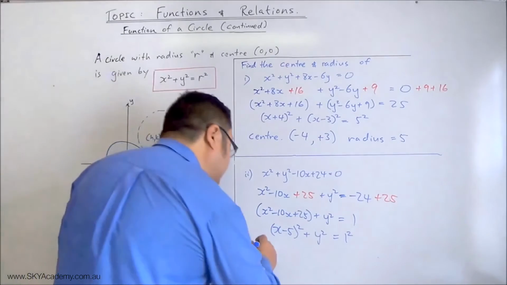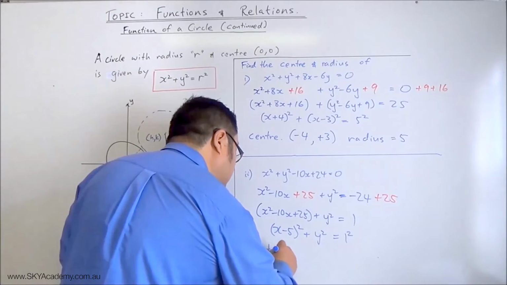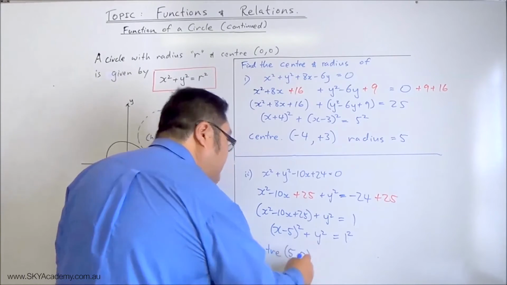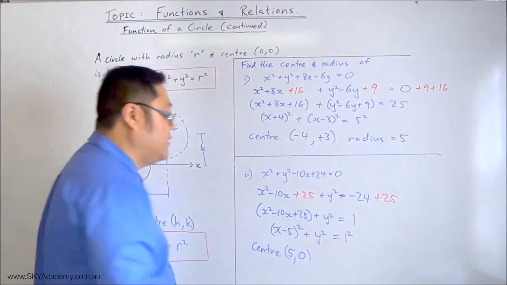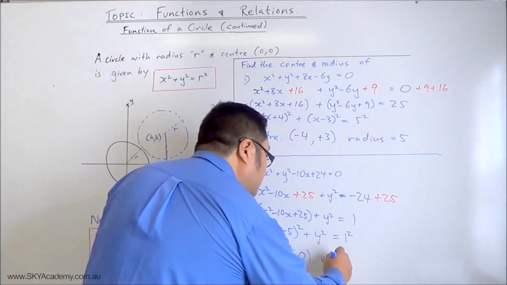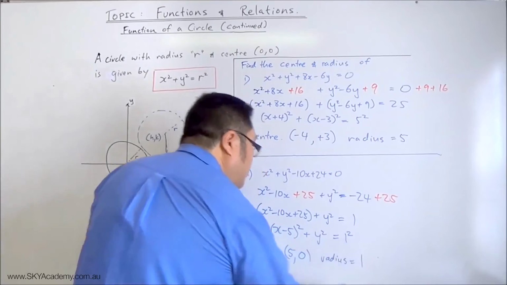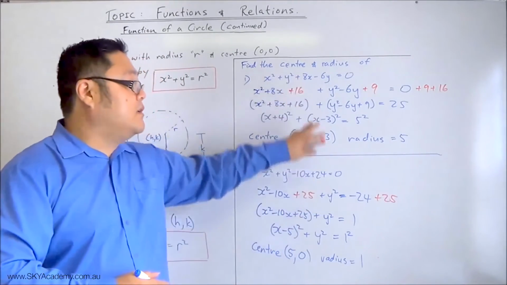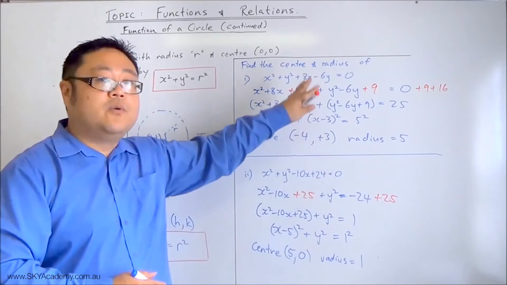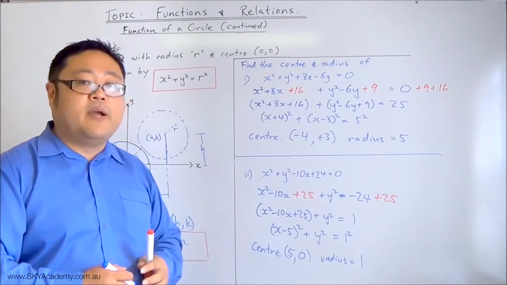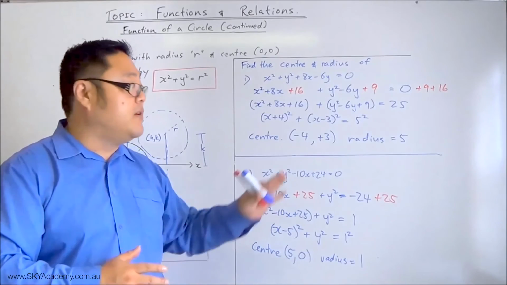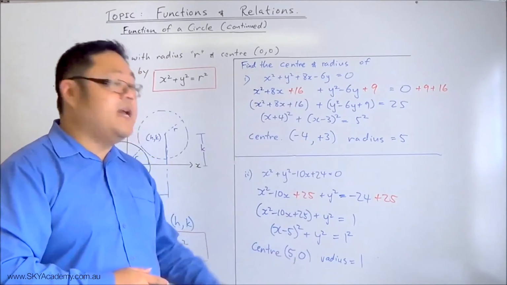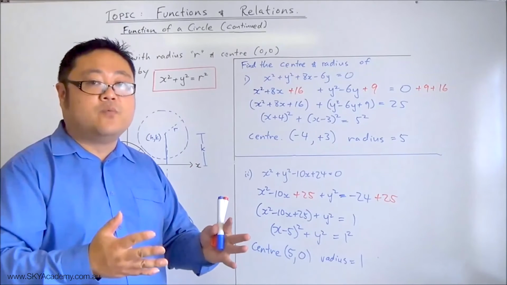So your center is going to be 5 and 0 in this case. And your radius is going to be 1. Okay? So make sure that you can see how this works algebraically and that you can do something similar if you see something similar. And then, of course, you need to be able to graph that as well.